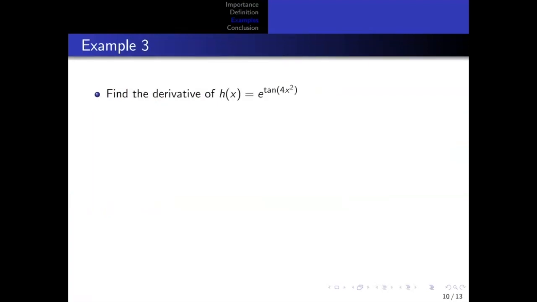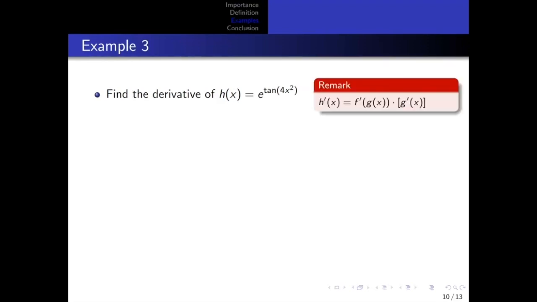Moving on to our final example of the day, we will find the derivative of h of x equals e to the tangent of 4x squared. If you want to give this a try on your own first, pause the video and work it on your own, then come back. Quick remark that this is of the type of our first definition today that said h prime of x equals f prime of g of x times g prime of x.